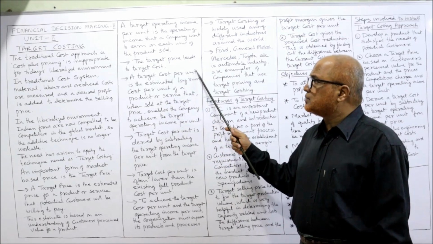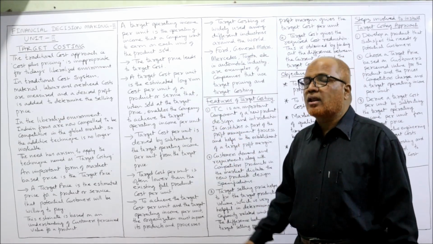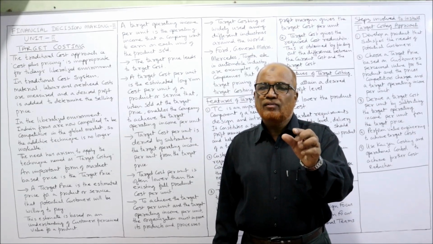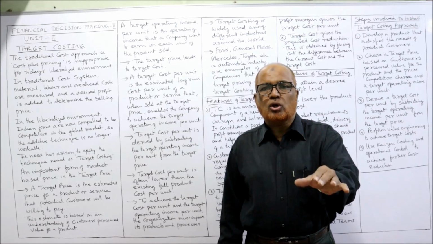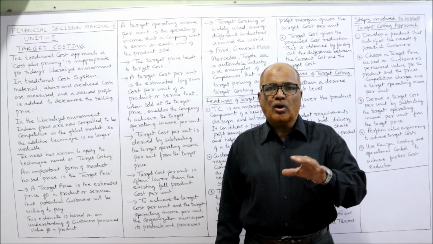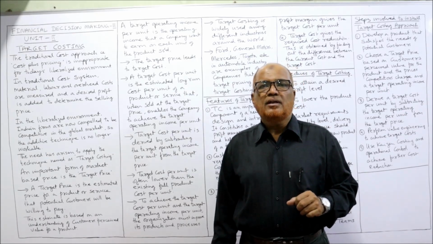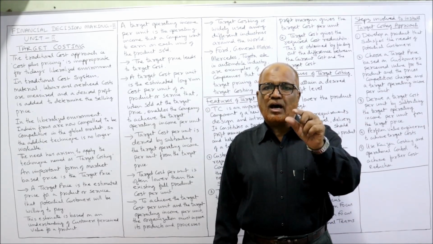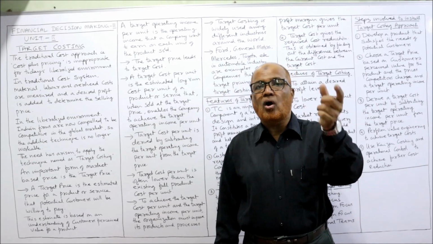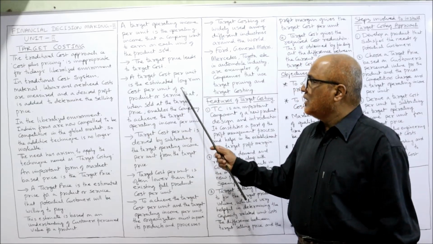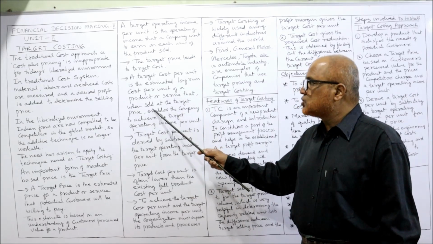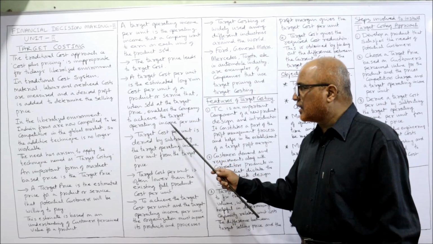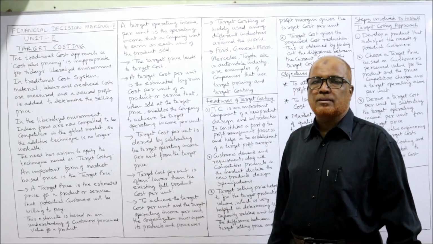The target cost per unit is the estimated long run cost per unit. Remember, this target cost we are calculating is not for a short period of time. It is not for the immediate purpose. This is the long run cost per unit. So target cost per unit is the long run cost per unit of a product or service that, when sold at the target price, enables the company to achieve the target operating income per unit.